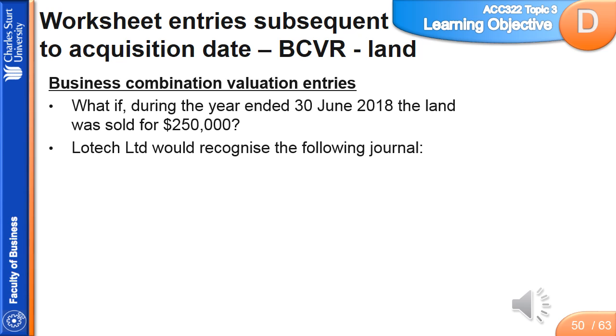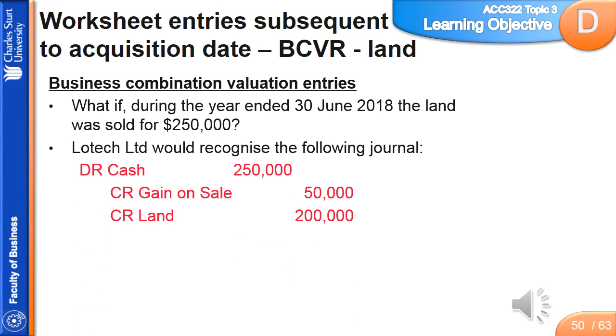So first, with the land, what if during the reporting period ended 30th of June 2018 it was sold for $250,000? Within Low-Tech's accounts, they would recognize the following journal entry. They'd debit cash, credit the gain of $50,000, and credit the land of $200,000. So they made a gain of $50,000 from that sale.